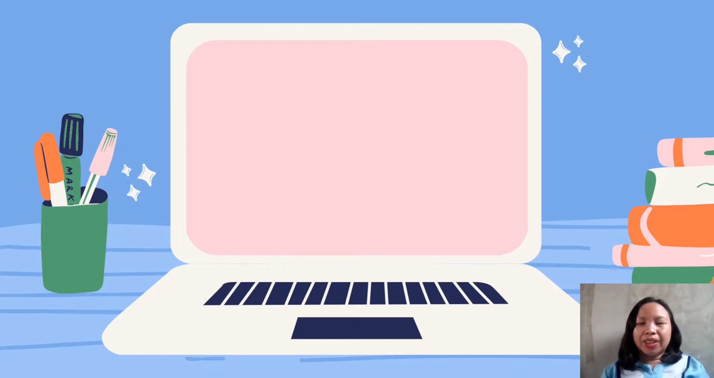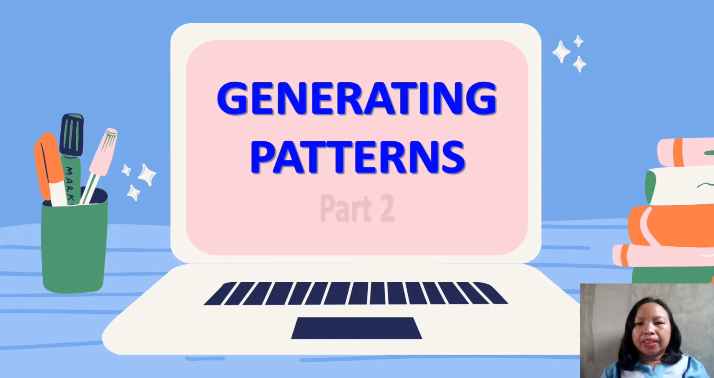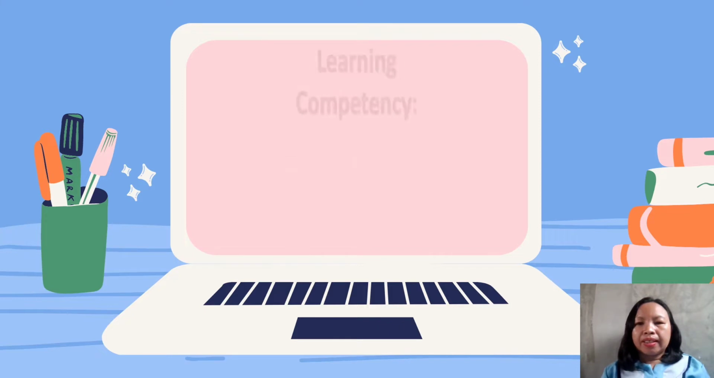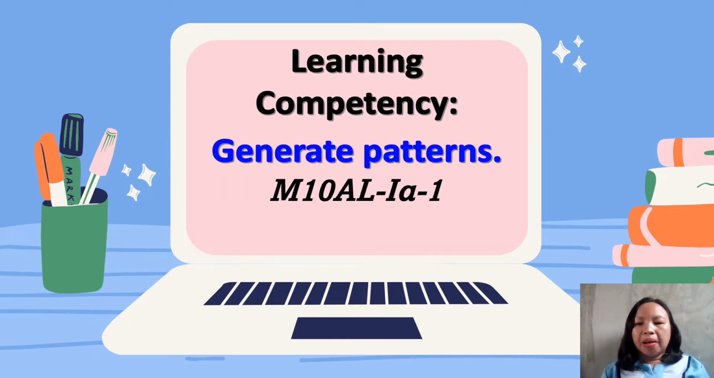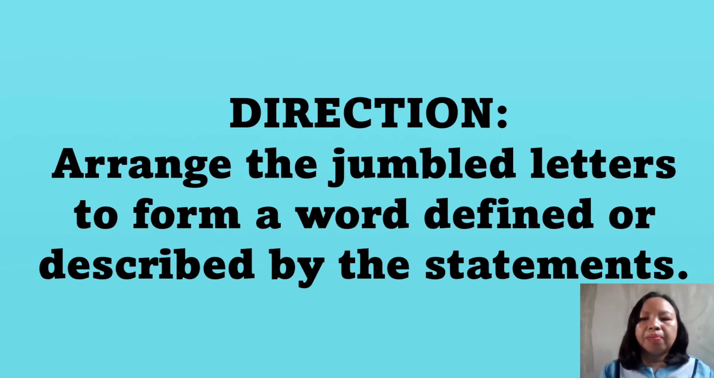This is the continuation of our lesson in generating patterns. This is part 2 of the discussion. Still, the learning competency is to generate patterns. But let's have a sort of review. The direction is to arrange the jumbled letters to form a word defined or described by the statements.